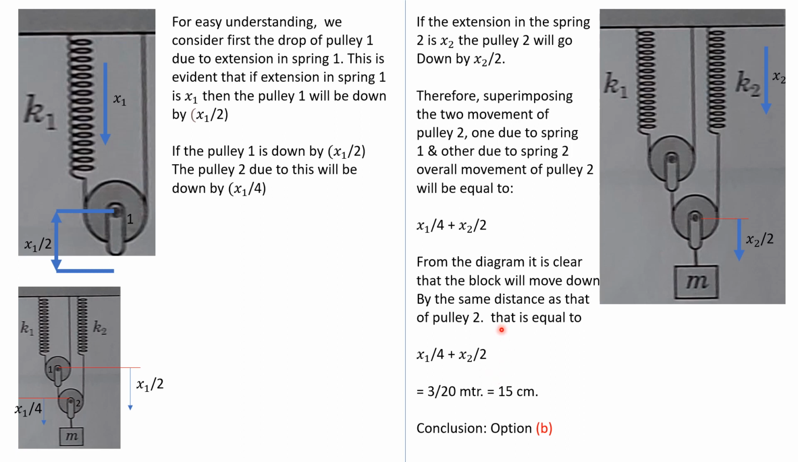Now put the value of x2 and x1 in this equation. So 3 by 20 meter is equal to 15 centimeters. If you go and check in the options, option B is showing 15 centimeters. So our option B is correct.